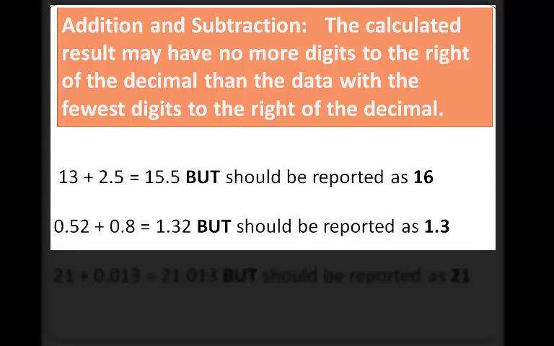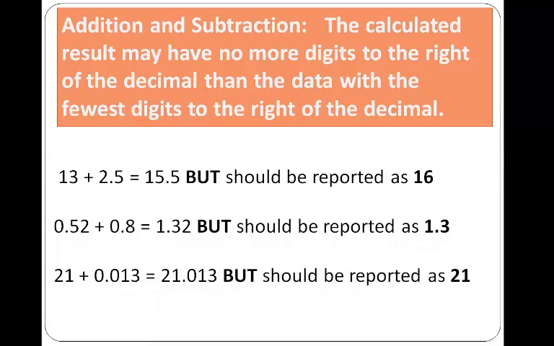With 0.52 plus 0.8, 0.52 has 2 to the right, but 0.8 only has 1 to the right of the decimal. So my answer can only have 1 to the right of the decimal. So even though the calculator says 1.32, you should write down 1.3. 21 plus 0.013, 21 has none to the right, 0.013 has 2 to the right, you can't have any to the right, so the answer is 21.